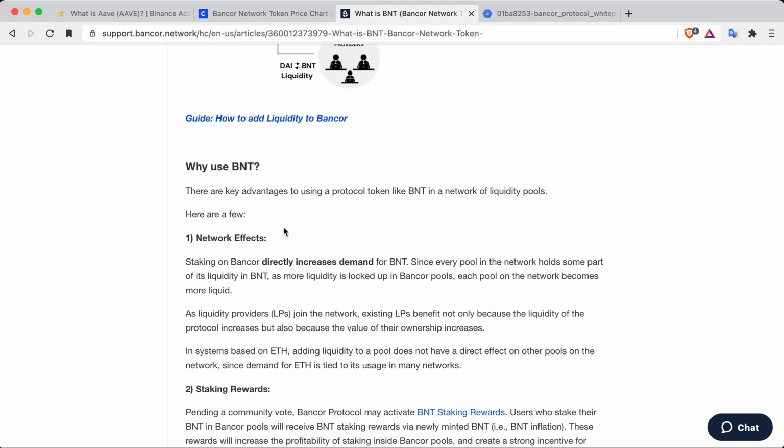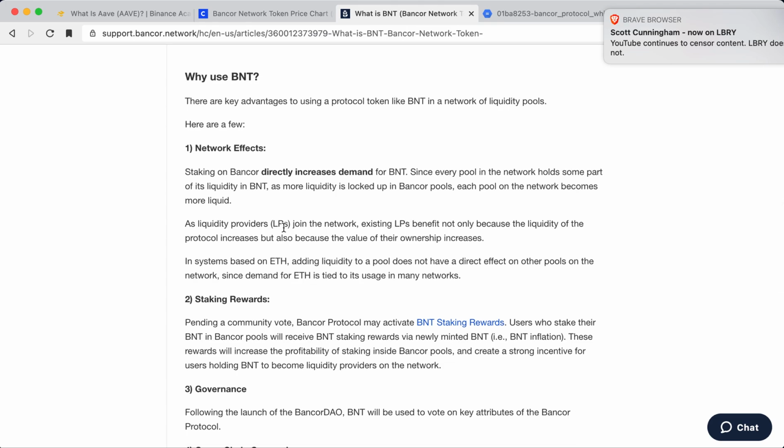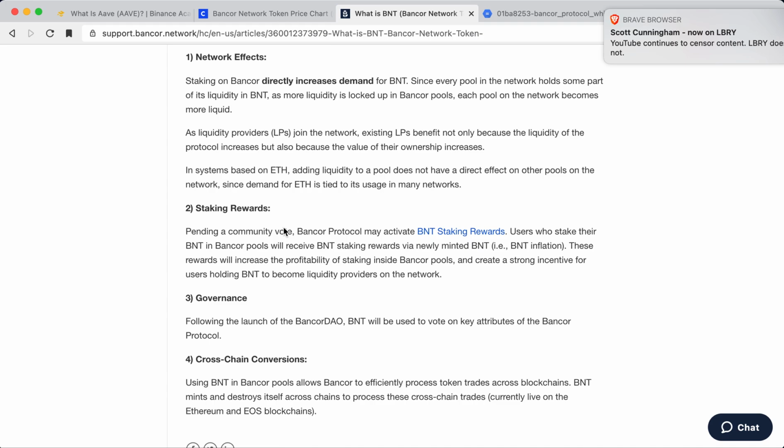Why use BNT? There are key advantages to using a protocol token like BNT in a network of liquidity pools. Here are a few. Network effects. Staking on Bancor directly increases demand for BNT, since every pool in the network holds some part of its liquidity in BNT. As more liquidity is locked up in Bancor pools, each pool on the network becomes more liquid. As liquidity providers join the network, existing LPs benefit, not only because the liquidity of the protocol increases, but also because the value of their ownership increases. In a system based on ETH, adding liquidity to a pool does not have a direct effect on other pools of the network, since demand for ETH is tied to its usage in many networks.